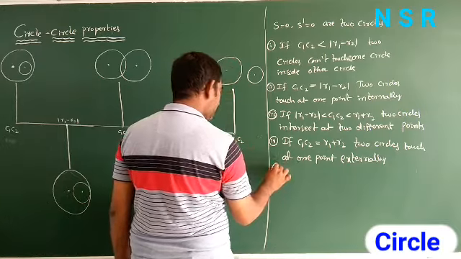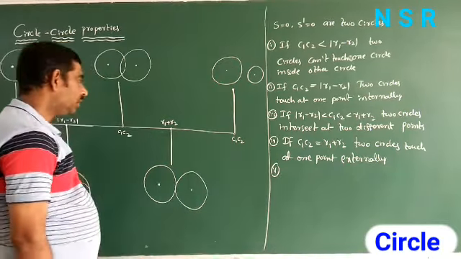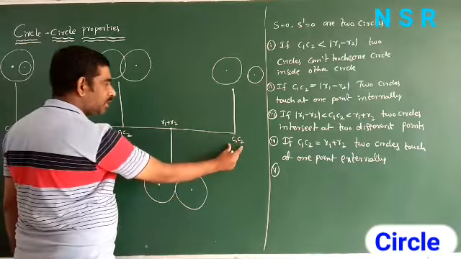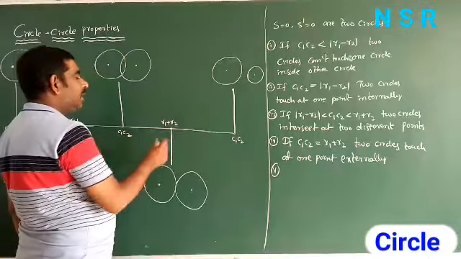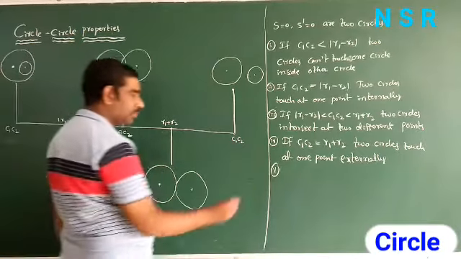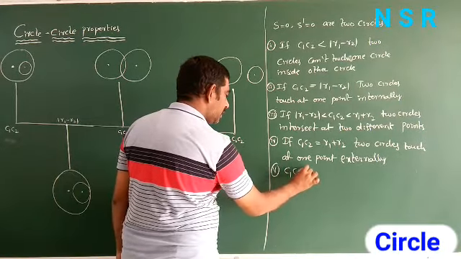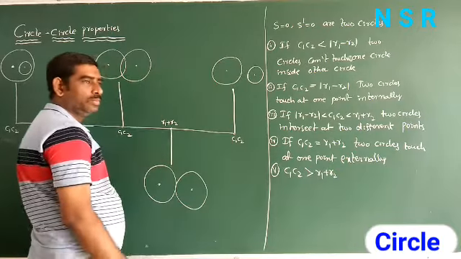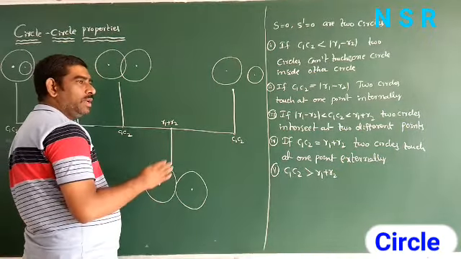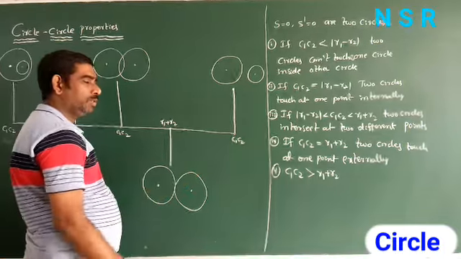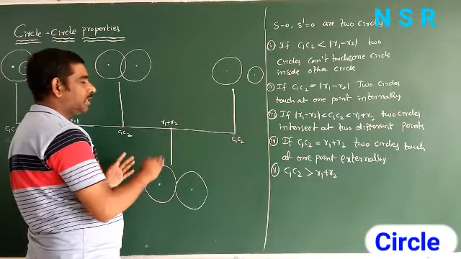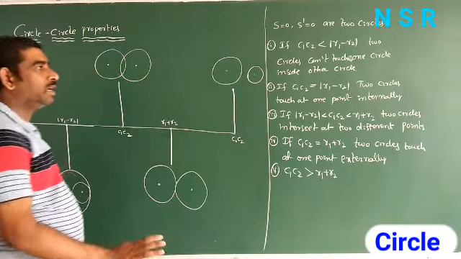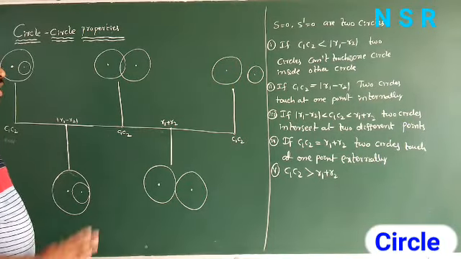Next, the fifth one. Next, C1C2 moves here. So the C1C2 value is greater than R1 + R2. So finally, C1C2 is greater than R1 + R2, or R1 + R2 is less than C1C2, both are the same. So when C1C2 is greater than R1 + R2, two circles cannot touch and one circle is outside the other.